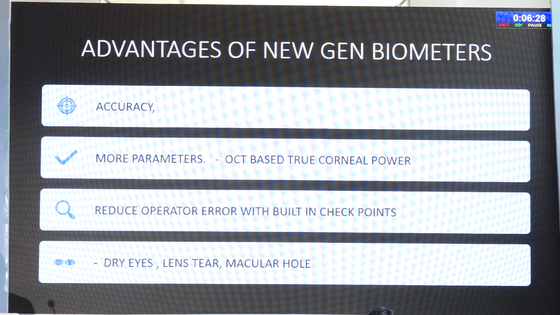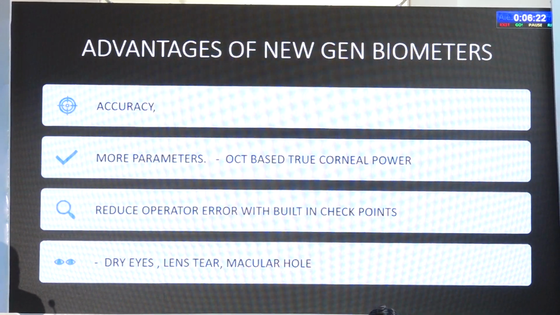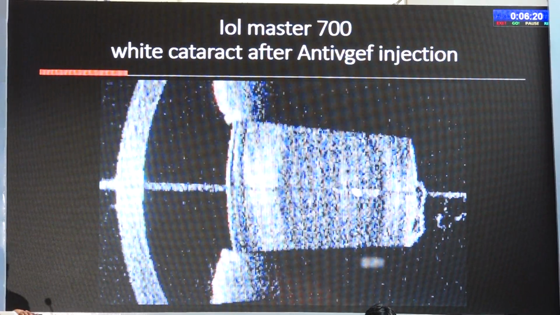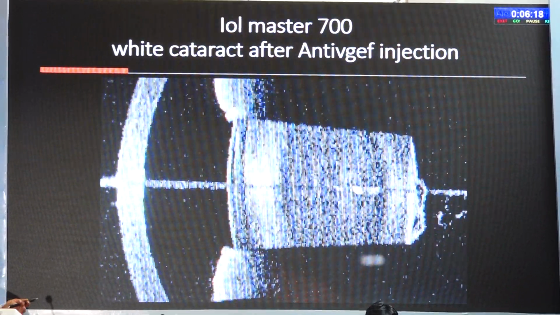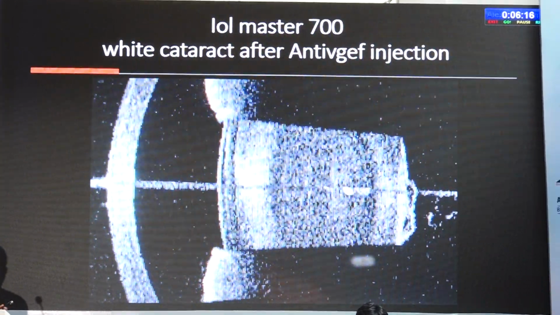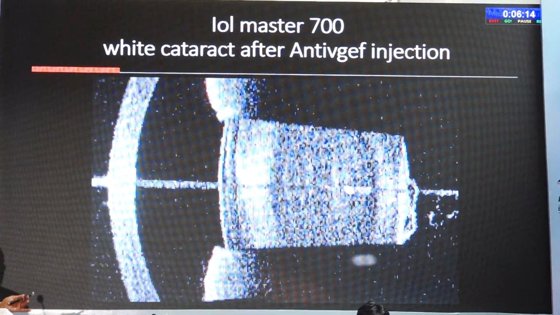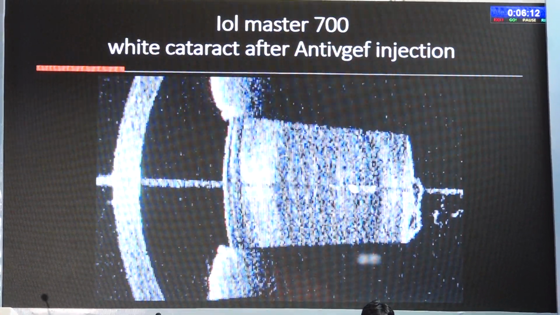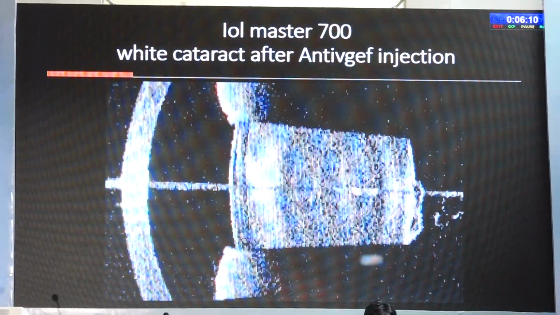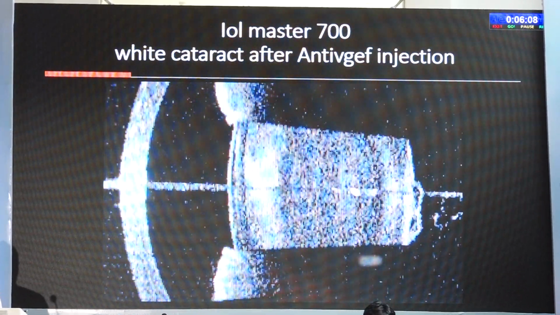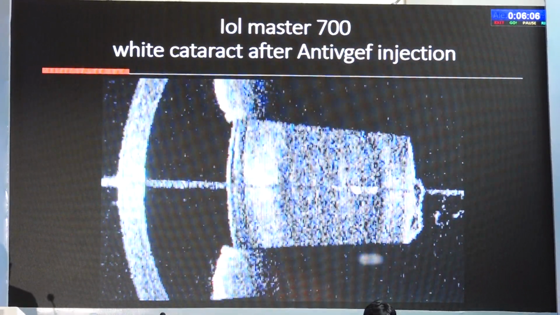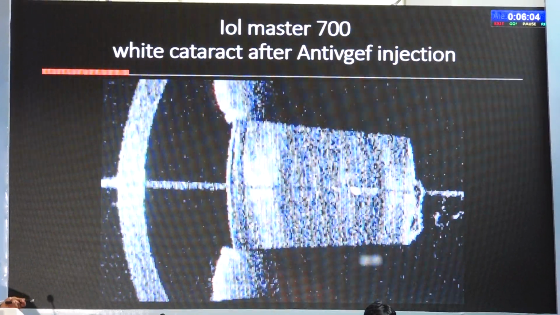Most of us are not doing the biometry ourselves. The mistake that the operator does is reduced because they have checkpoints which check for these errors. For example, here's a patient who had anti-VEGF injections in Trichy who came to Chennai for a surgery. On the slit lamp, he just had a white cataract, but the optometrist picked up the small tear of the posterior capsule because this shows up easily in the IOL Master 700. So in this particular patient, we know before we take up the surgery in a white cataract that there's a tear of the posterior capsule.